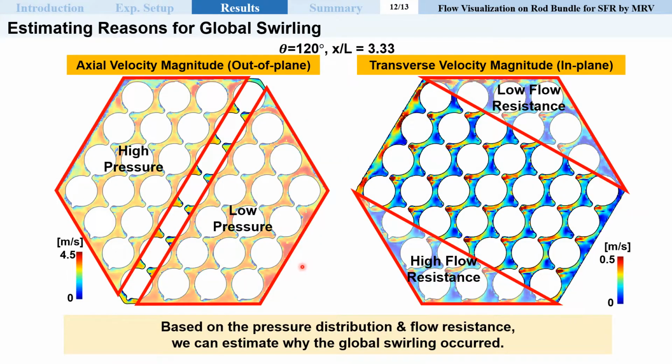The velocity distribution in the axial direction is biased by the wire, and we know that where the flow velocity is high, the pressure is relatively low. Fluids tend to flow from high pressure to low pressure regions. In this cross-section, because the wire is located in the lower left, the flow resistance of the opposite edge region without the wire is relatively lower. Therefore, it can be assumed that such a global swelling motion occurs.